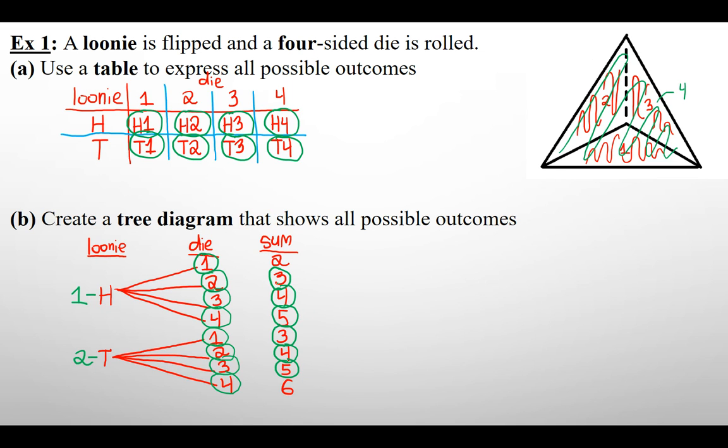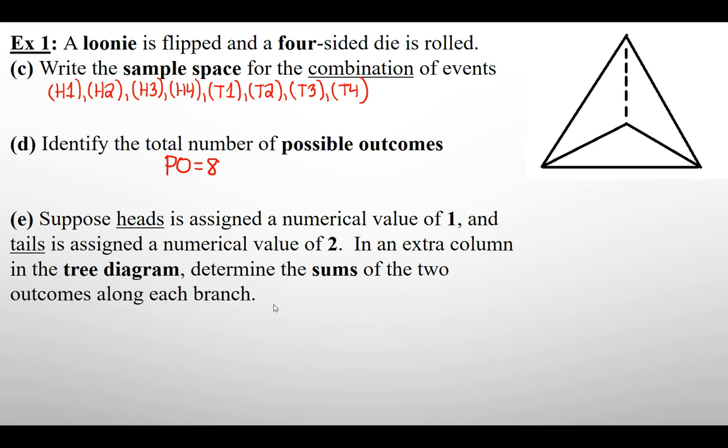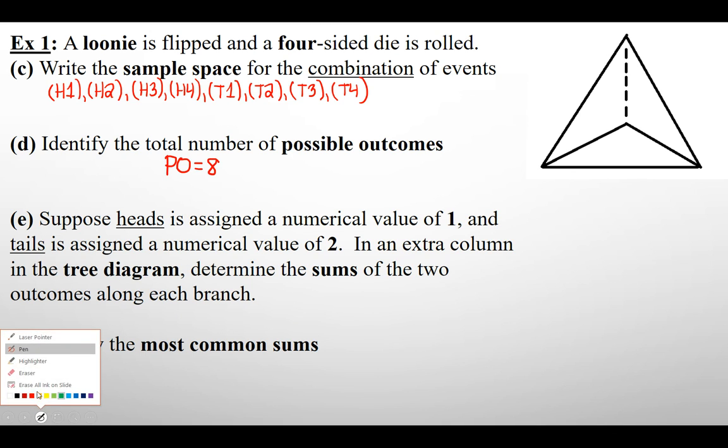So the most common sums are the ones that occur the most. A sum of 3 occurs twice, a sum of 4 occurs twice, and a sum of 5 occurs twice. So I'm going to identify those as my most common sums. So the most common sums are 3, 4, and 5 in this particular situation. Like I said, parts E and F are just a small extension to make the problem a little more difficult. Normally, though, you do not attach a value to heads or tails. I just did it for the context of this problem.